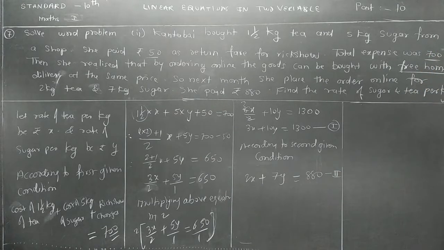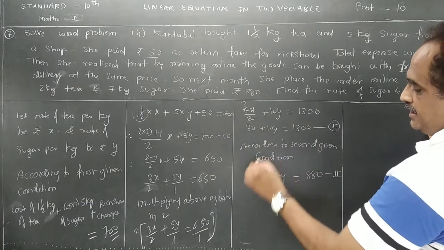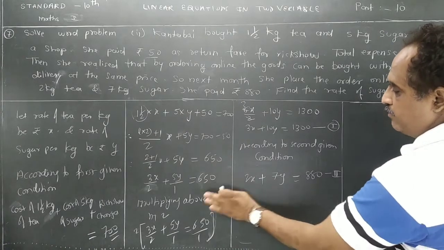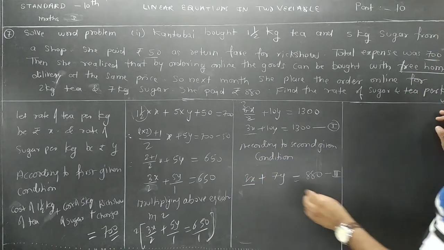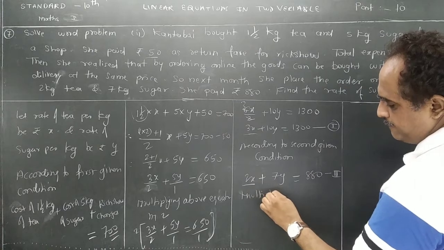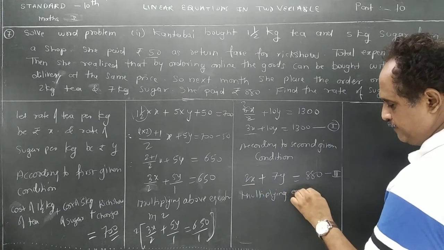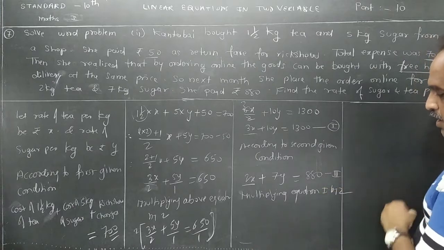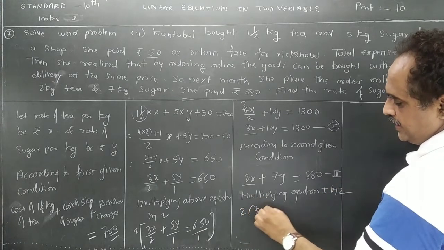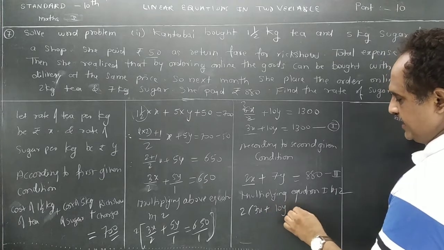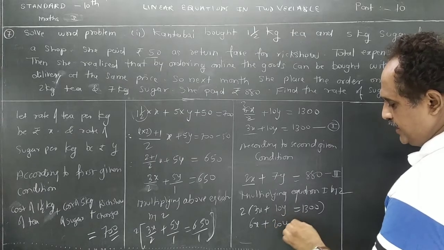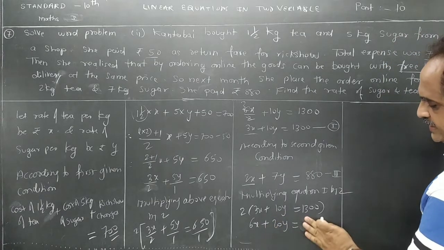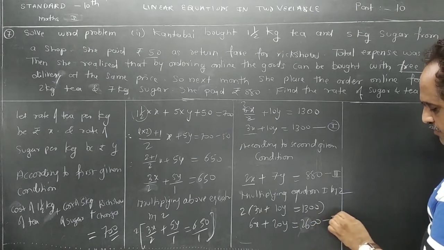Now simply you have to find the answer for this question. I'll do one thing. We'll first find the value of x, considering the coefficient of x only. It will be easy for us. So, multiplying equation 1 by 2: 2 in bracket 3x plus 10y is equal to 1300. That is 6x plus 20y is equal to 2600. Equation 3.